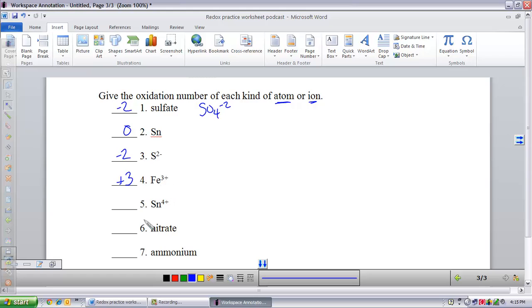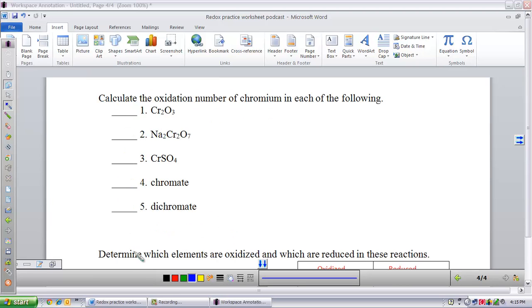This iron ion is a -3. This tin happens to have a +4. It's one of those, it's not really a transition metal, but it acts like that sometimes. Nitrate, if you look at your polyatomic chart, has a -1, and ammonium on your polyatomic chart has a +1. That's how you find those.